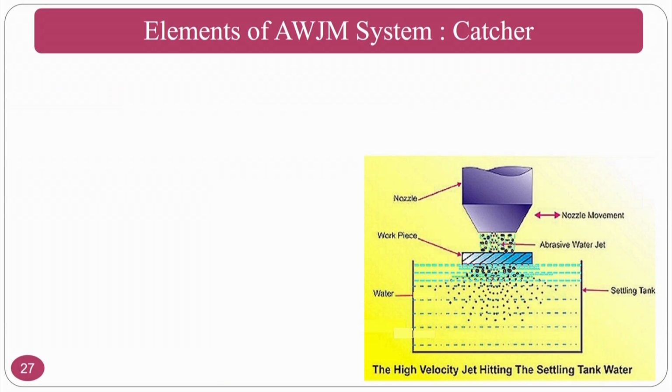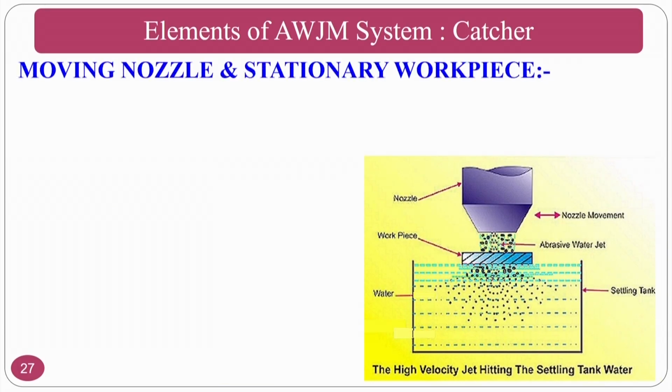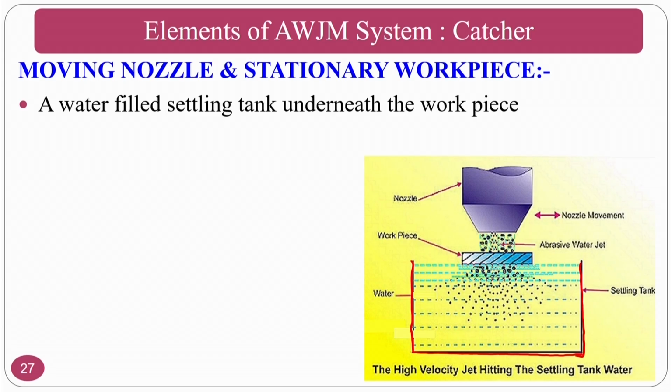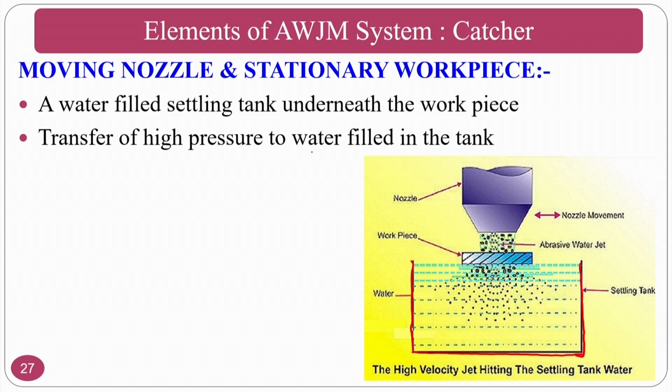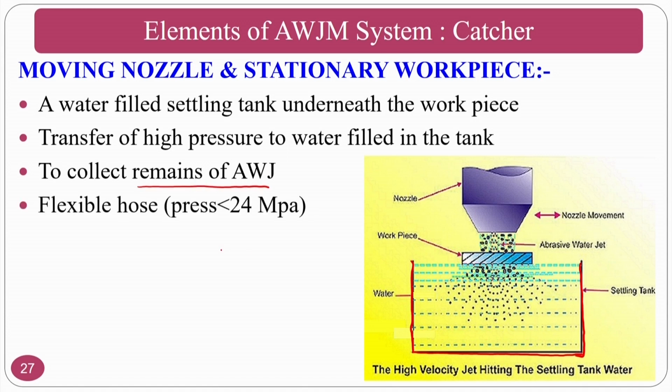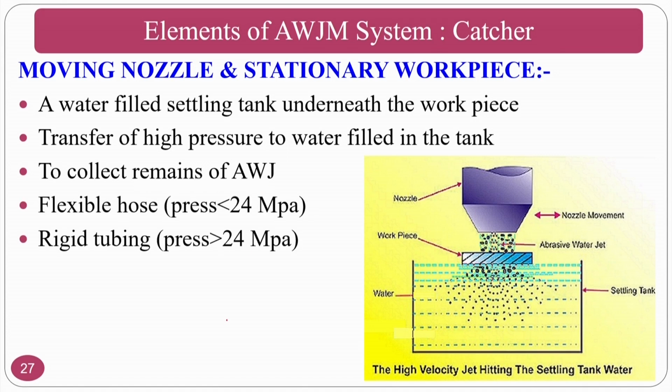And normally in most abrasive water jet systems you can see this type, which is a moving nozzle and stationary workpiece. The workpiece is stationary and the nozzle will move. In this case, you will have a complete water tank. Since you are using water as a carrier medium, you will have similar water as a catching medium also. This is economic. A water filled settling tank will always be placed underneath the workpiece, and a transparent high pressure connection to the water filled tank will be there. To collect the remainings of the abrasive water jet, you will always have a flexible hose, and at the same time rigid tubing. You can go for a flexible hose, and rigid tubing you can also use.